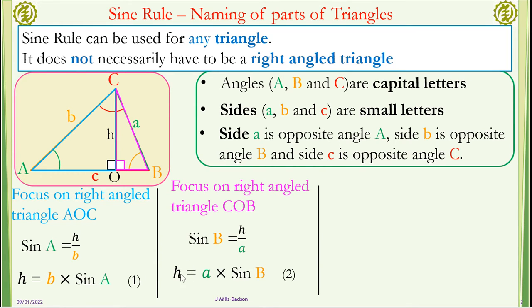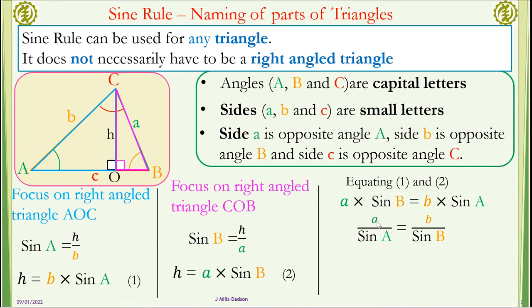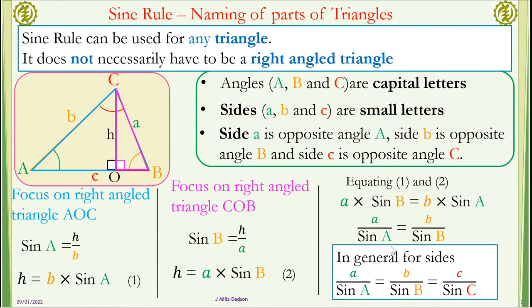Equation 1 and 2 both have h. h is common, so equating equation 1 and 2, we can equate this section to this section. And regrouping a's and b's, we divide through by sine A to cancel the sine A. We divide through by sine B to cancel the sine B. So we end up having a over sine A equals b over sine B. And in general form, this is the relationship for sine rule to work out missing sides. So this is the derivation of the formula.